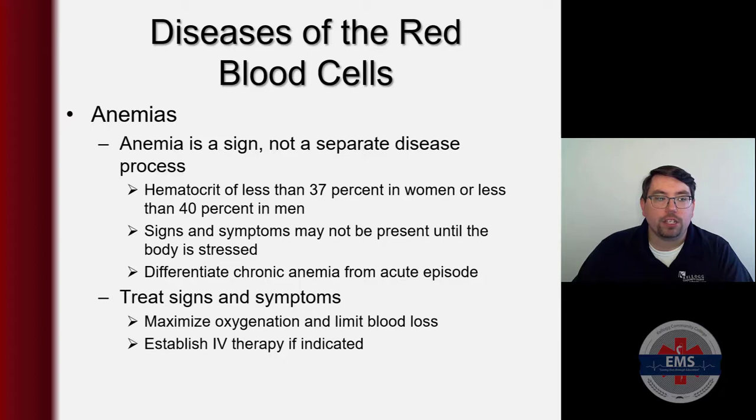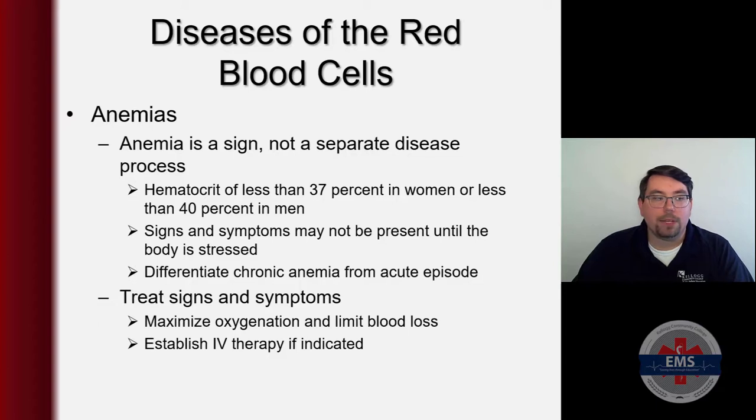Finally, red blood cell function can be impaired. Most commonly, this is due to problems with either the hemoglobin structure and function or the red blood cell's membrane. Problems with red blood cell function include a number of different components, including things like sickle cell anemia.